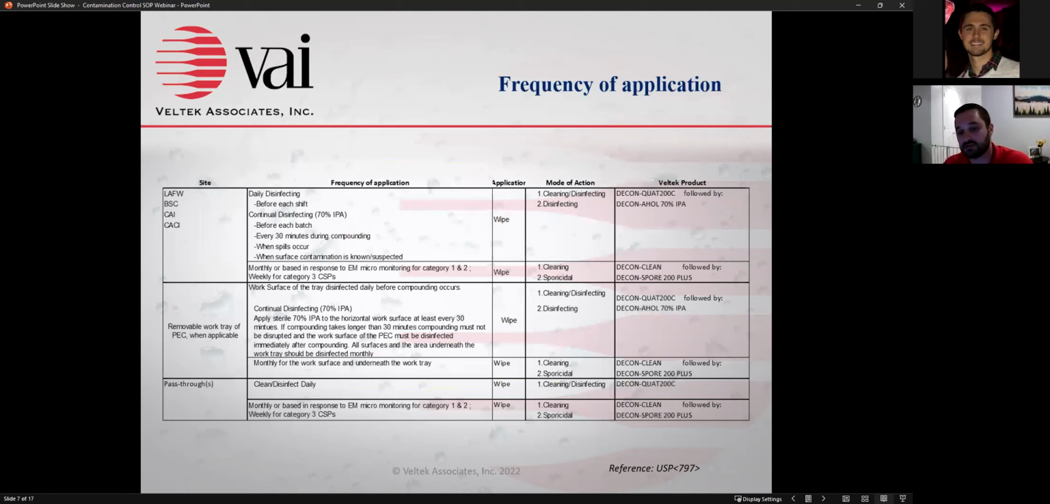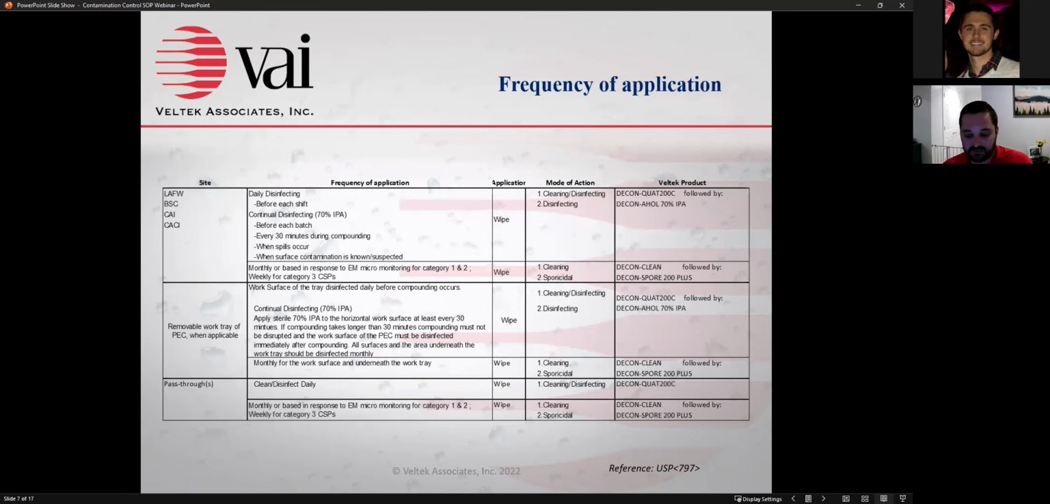This is a chart that we put together. I based it directly off of 797. But we put monthly for category 1 and 2, or based off of your environmental micro monitoring results. So if you're seeing something that maybe justifies doing more frequent sporicidal applications, by all means, take that data and apply that.